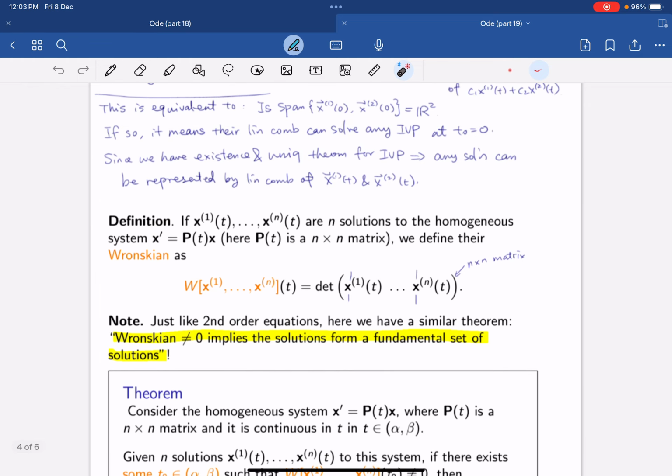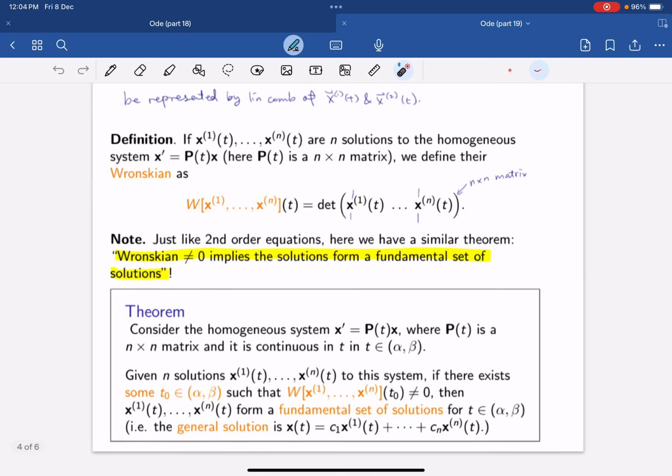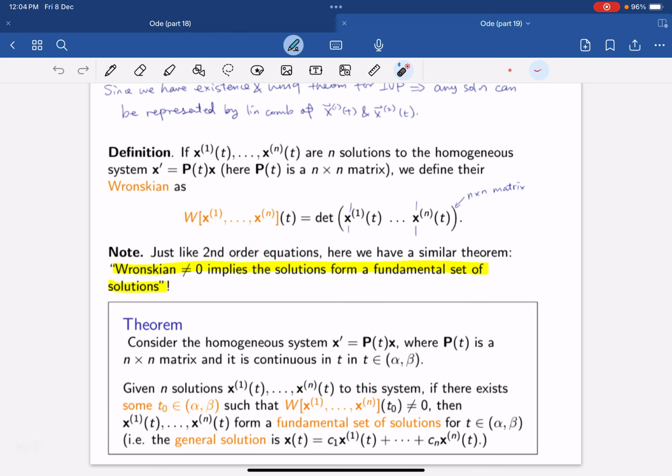So let's start by defining the Wronskian again. If x1 to xn are n solutions to the homogeneous equation with n variables, then we can define the Wronskian as the determinant of these solutions, written as column vectors. Just like with the second order equation, a non-zero Wronskian implies that the solutions form a fundamental set of solutions.